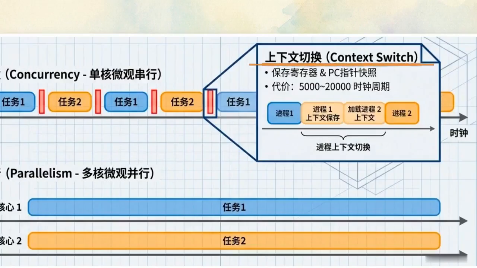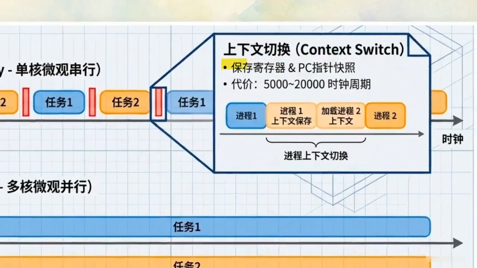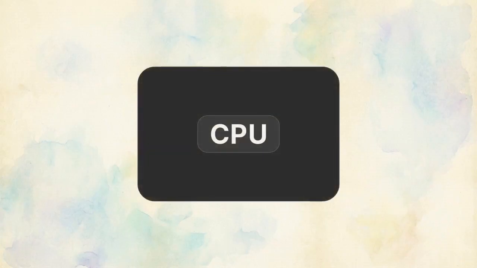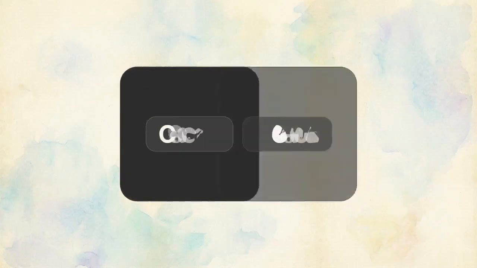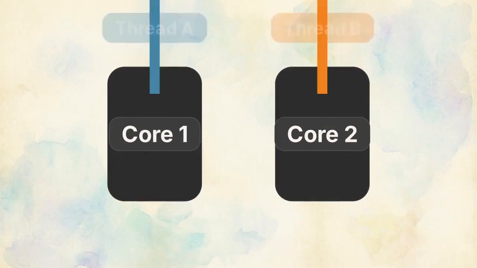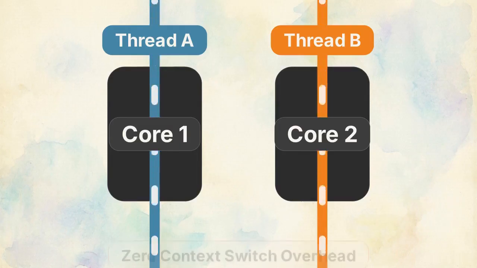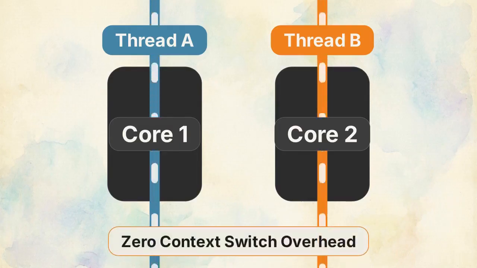This diagram details the context switch. To pause one thread and start another, the OS saves the current thread's registers and program counter to memory, then loads the next process. This carries a severe penalty, consuming between 5,000 and 20,000 CPU clock cycles. This is distinctly different from true parallelism. Parallelism requires multi-core hardware, where distinct CPU cores handle distinct threads simultaneously, completely bypassing the switching overhead.